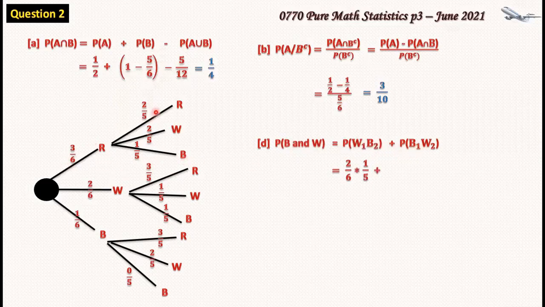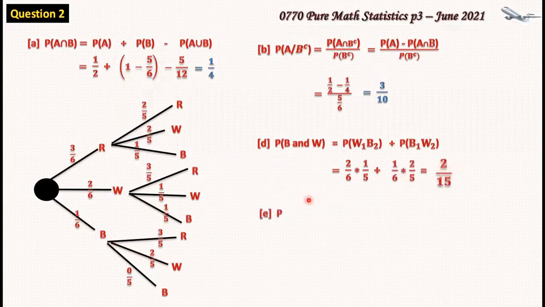And remember that for probabilities along these branches, "and" means multiplication. So the first is white and the second is blue. First is white, 2 on 6, and the second is blue, times 1 on 5. So this is 2 on 6 times 1 on 5. Or, "or" is addition. Or the first is blue: 1 on 6, and the second is white, times 2 on 5. So when we simplify this, we are going to have 2 on 15.